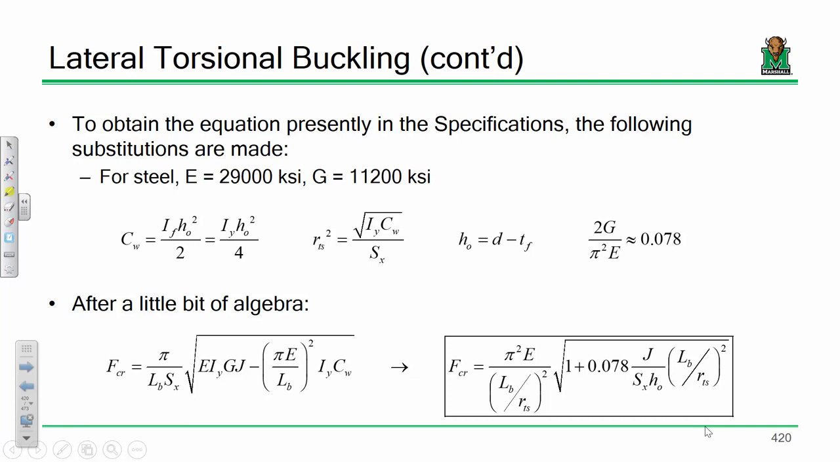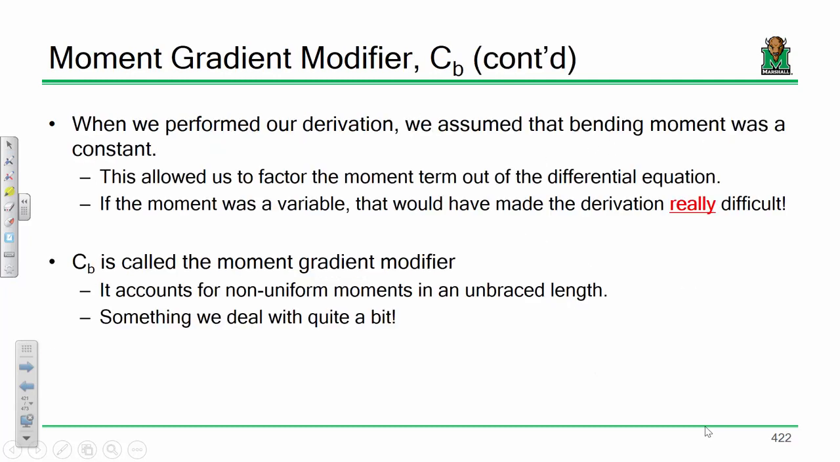Now, a linear differential equation means that we're assuming everything that isn't a variable in that equation is a constant. So it's derivatives with constant coefficients. And the big thing that we assumed constant was the moment we were applying to the section. So we're taking this beam and we're bending it with some applied moment. We're trying to figure out what is that moment that's going to cause it to buckle. Well, in our derivation, we assumed that moment was constant.